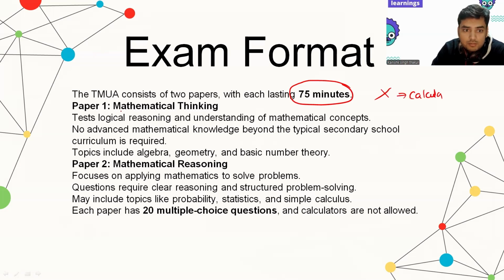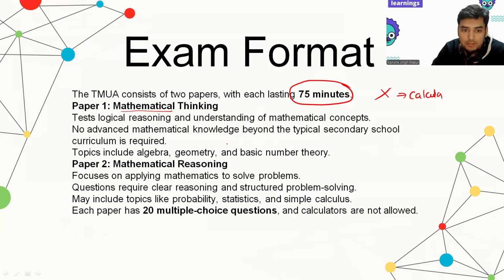Right? First part is mathematical thinking. Okay, so what will happen here? There will be no advanced topics of maths like calculus, probability, statistics. These topics won't be there. But yeah, obviously, as I have seen in the previous papers, they do use them. But yeah, you can do this part logically, okay, by putting in the values, by eliminating the options.